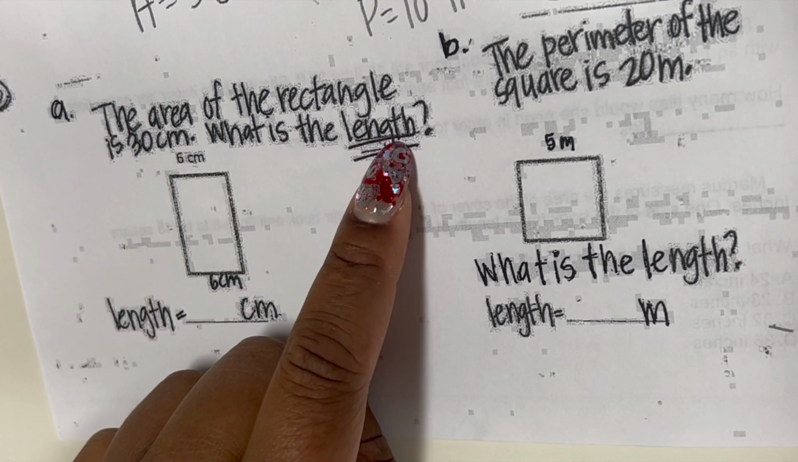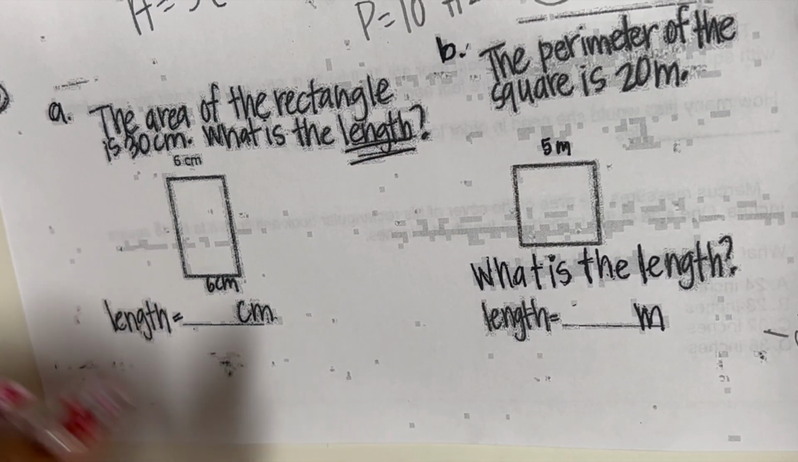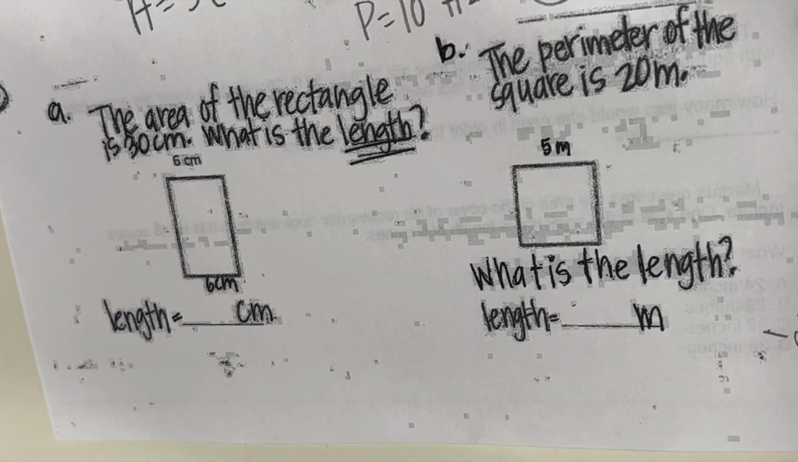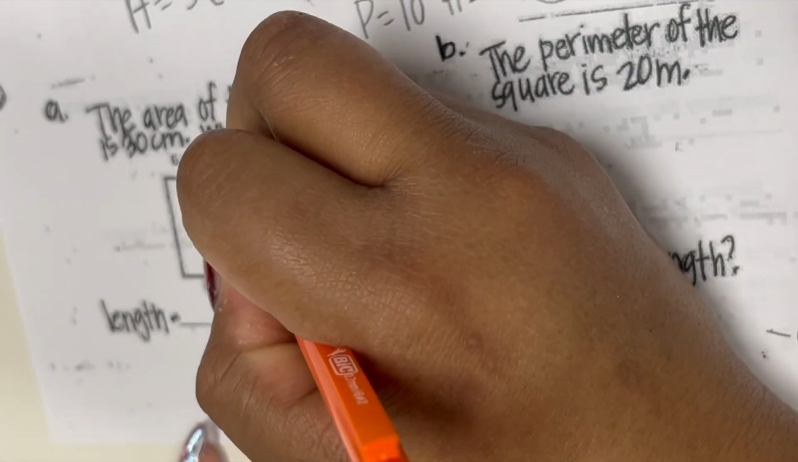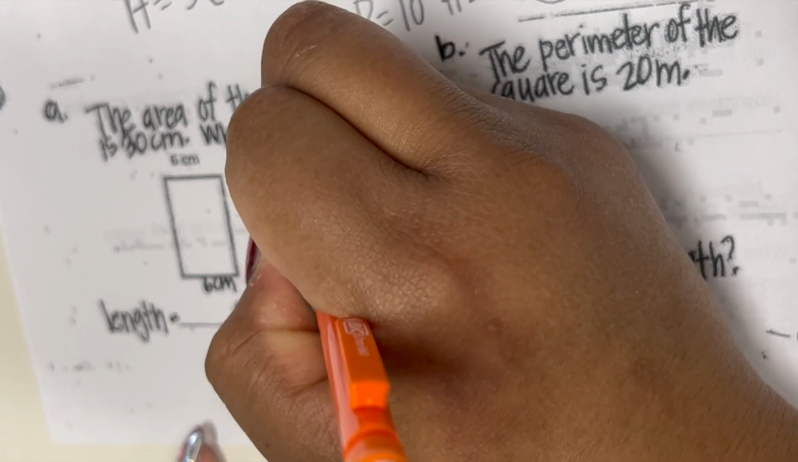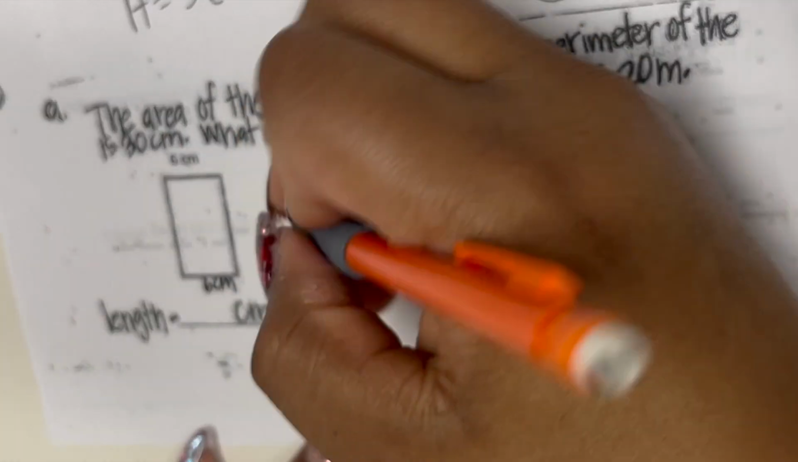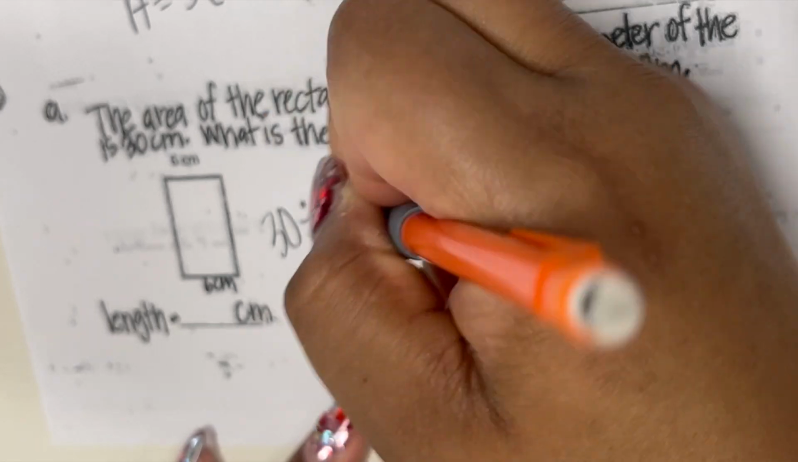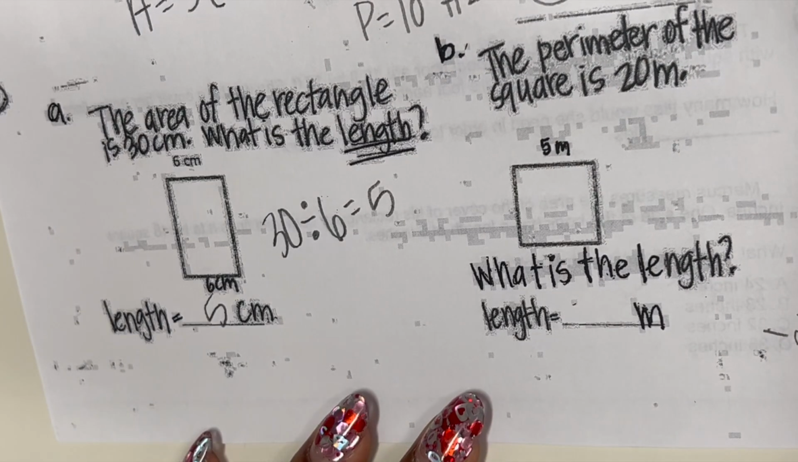What is the length? So when you have the area and you want to know a missing side length, the only thing you have to do is divide, and that is because you're doing the opposite. Because you have a missing number, you're doing the opposite of what's in your formula. Your formula is multiplying length times width. So if you want to know something that's unknown, then you would have to divide. So we would have to take the area, which is 30, and we would divide it by 6, and that would give us 5. So 5 is our length.